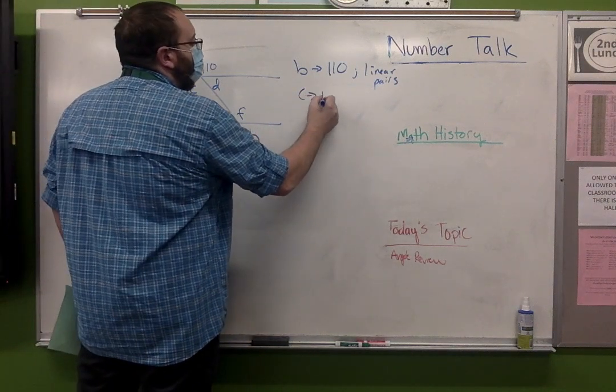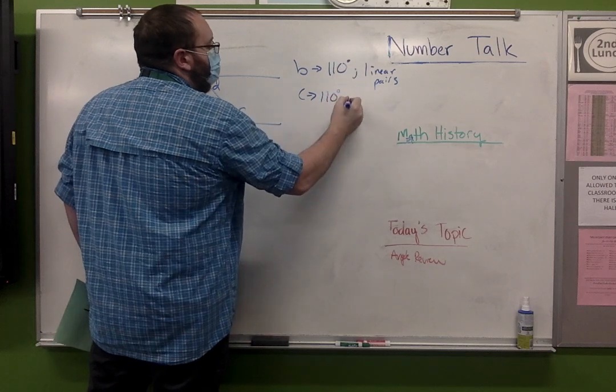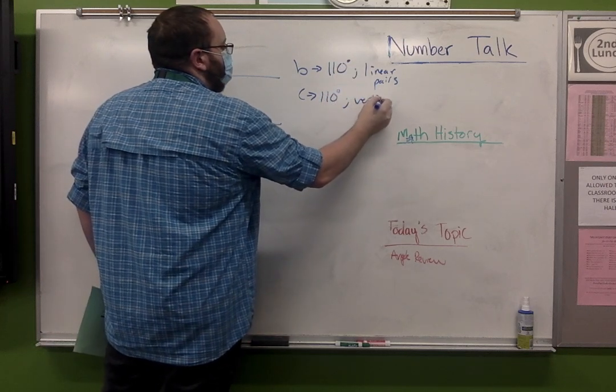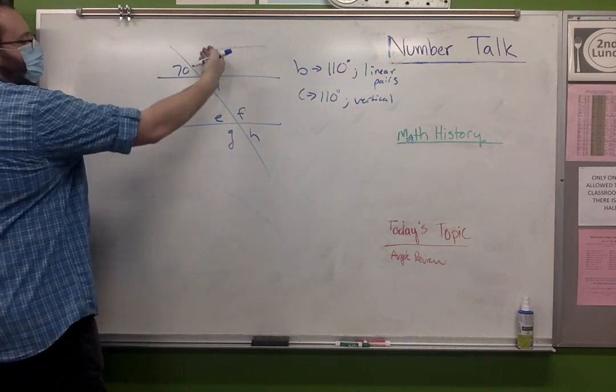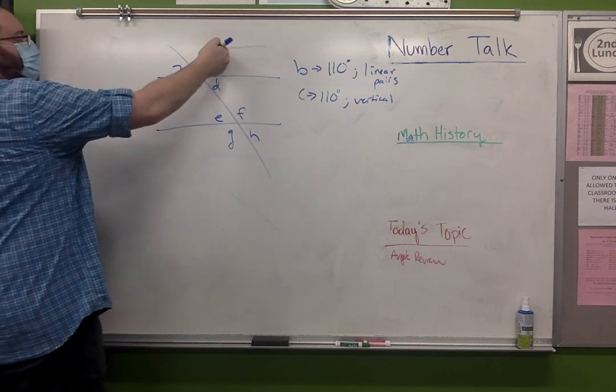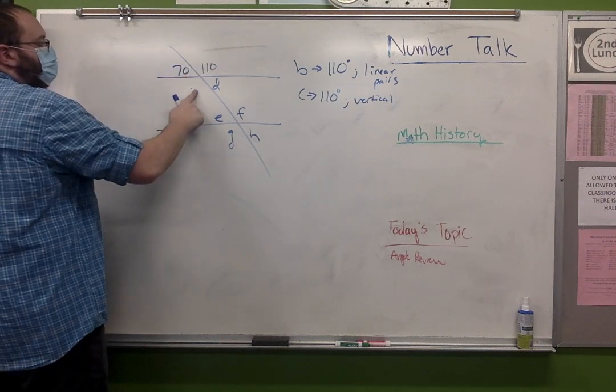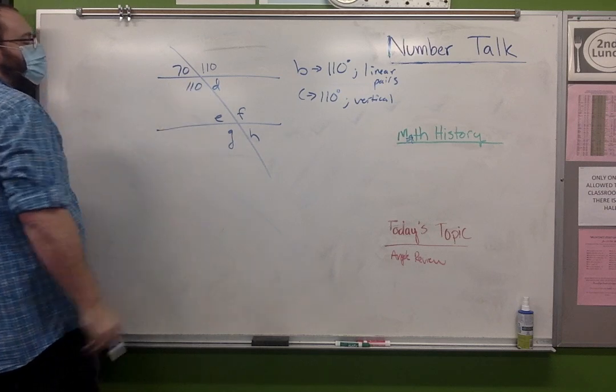C is 110 degrees because of vertical angles. Right, this angle is a reflection onto here. They're non-adjacent angles. It's a reflection. So C is 110. Vertical angles are congruent.